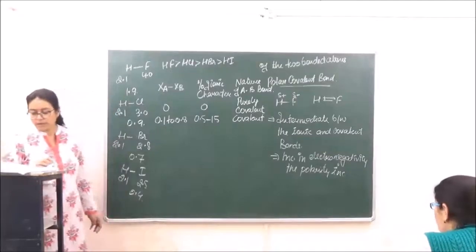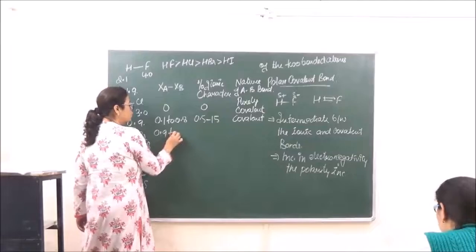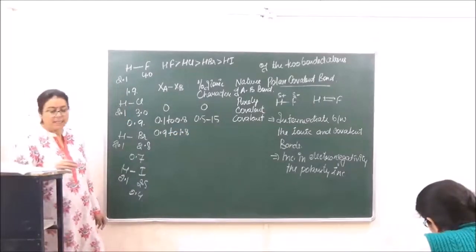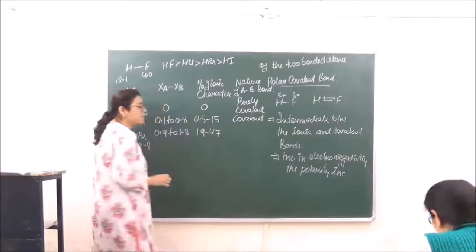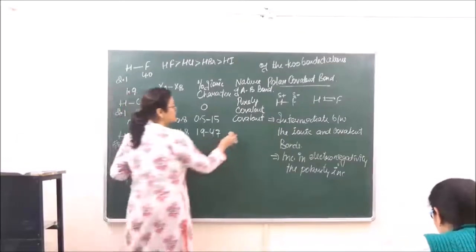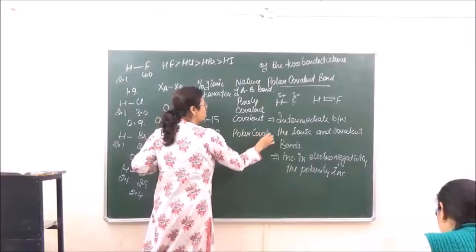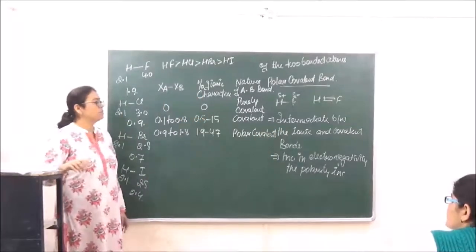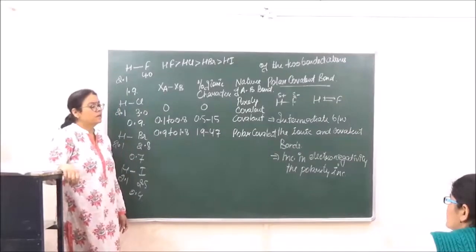Now if the electronegativity difference is between 0.9 and 1.8, in this case the percentage of ionic character is 19 to 47%. So these kinds of bonds are said to be polar covalent. This is an important table because generally the questions give you the electronegativity difference, and on the basis of that you have to determine the nature of the bond.